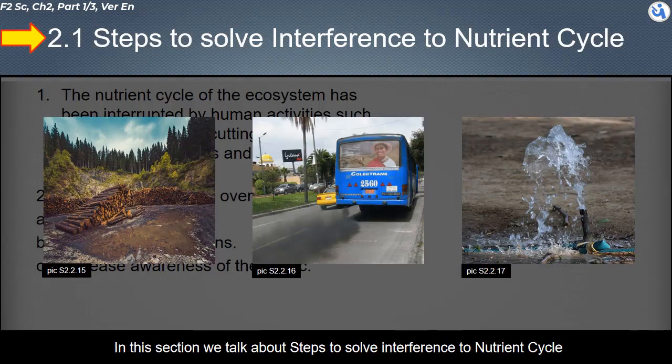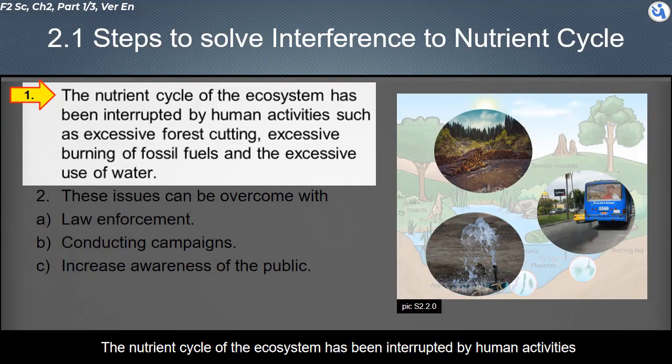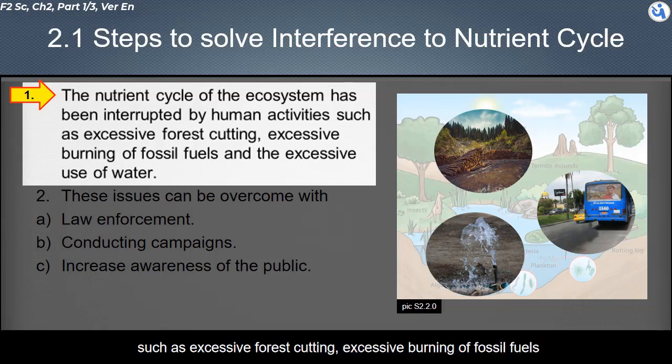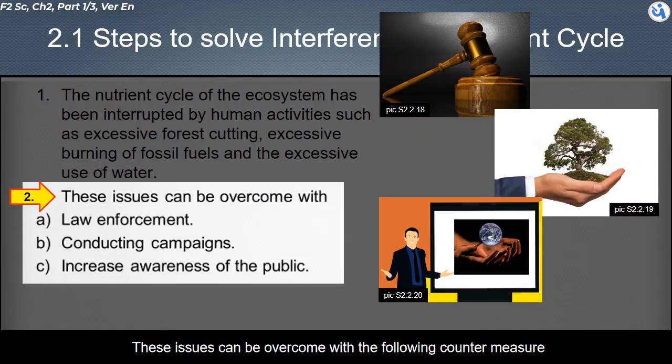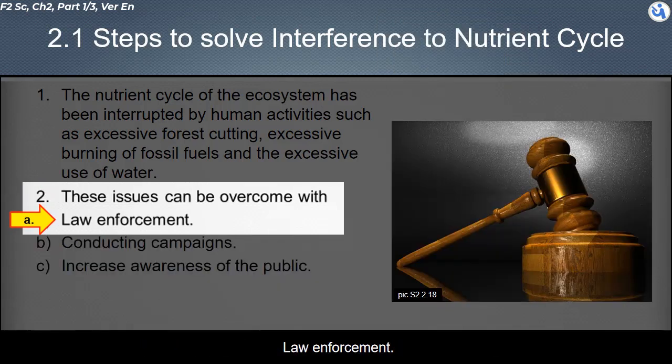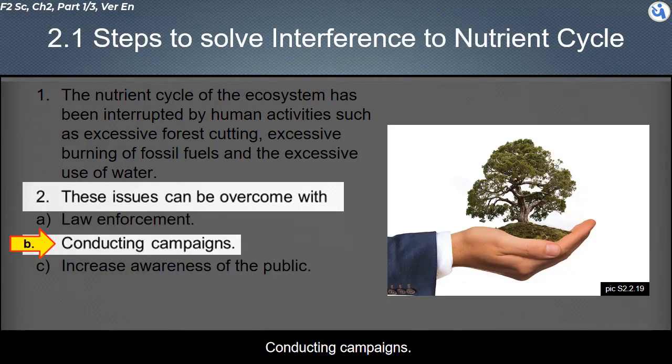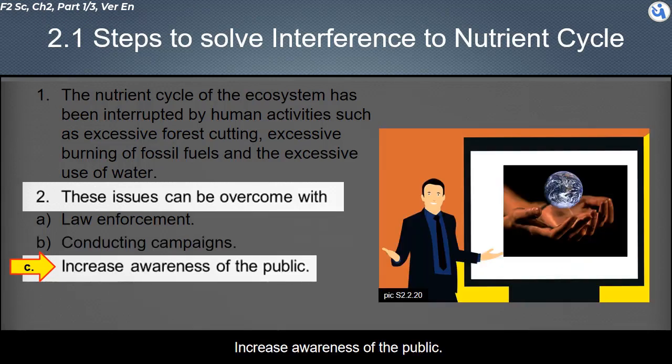In this section, we talk about steps to solve interference to the nutrient cycle. The nutrient cycle of the ecosystem has been interrupted by human activities, such as excessive forest cutting, excessive burning of fossil fuels, and the excessive use of water. These issues can be overcome with the following countermeasures: law enforcement, conducting campaigns, and increasing awareness of the public.